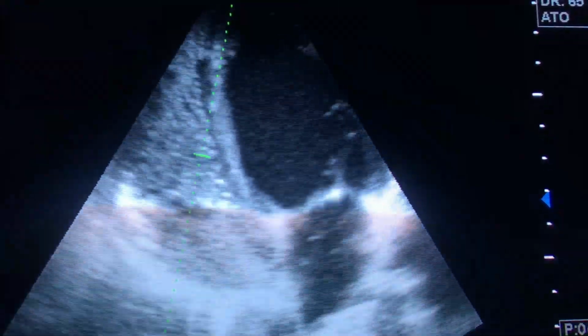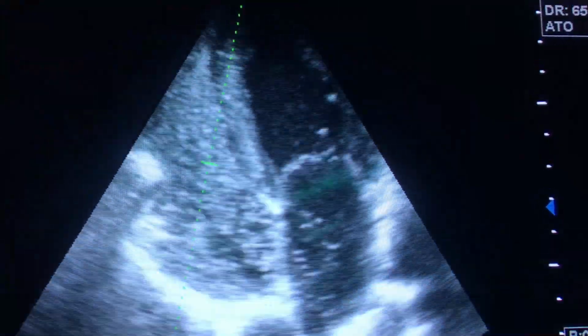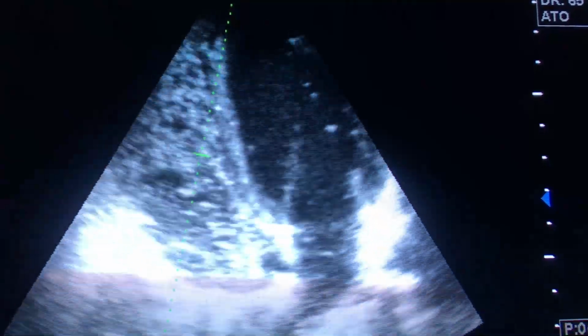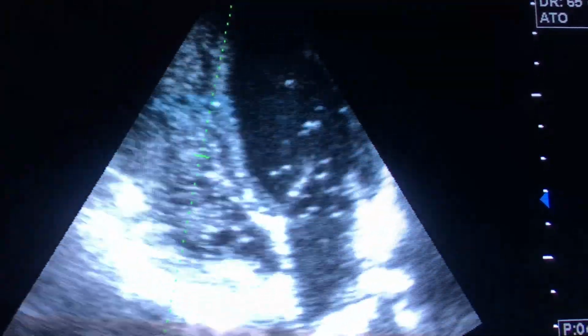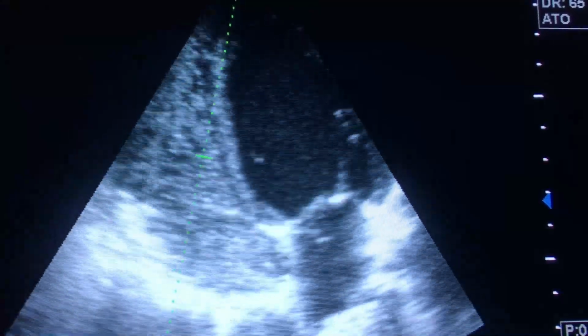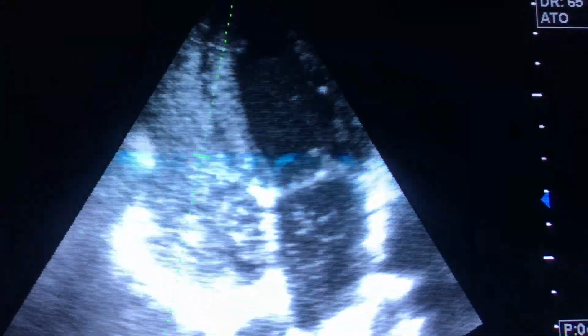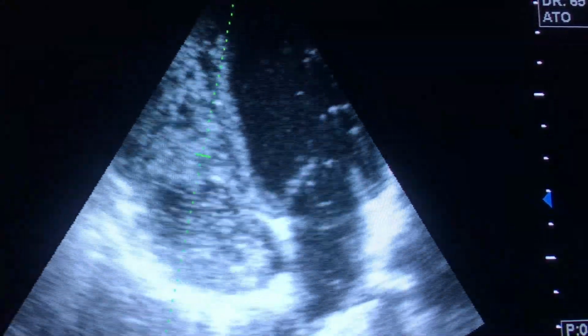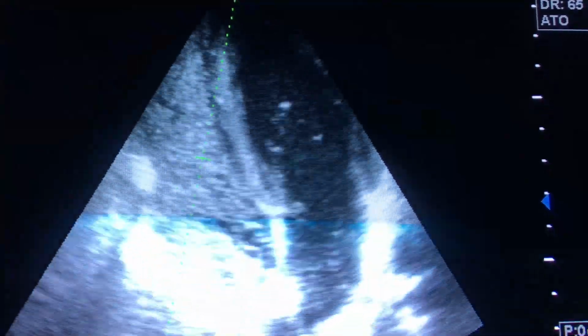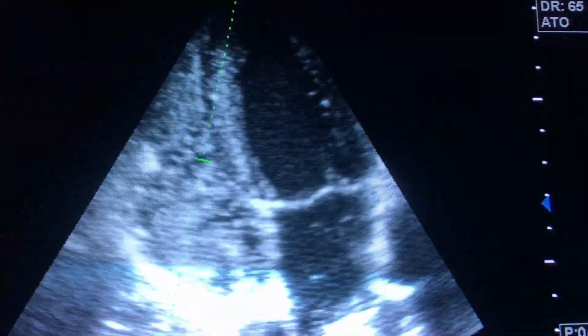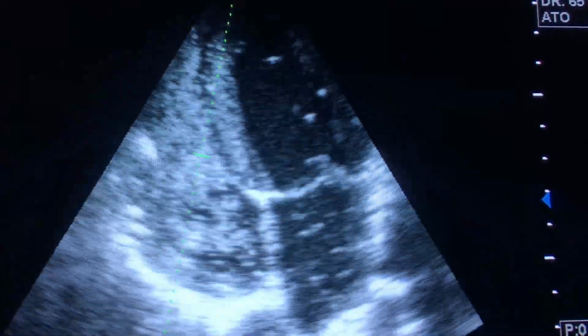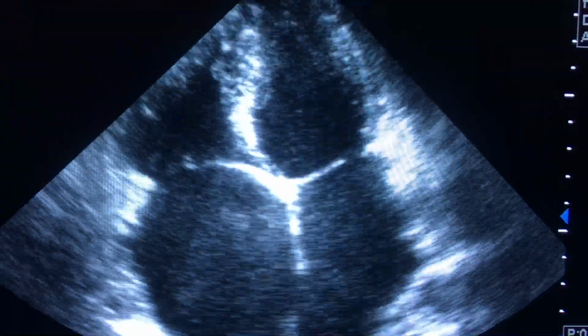Many cardiologists are familiar with contrast study. We use agitated saline to contrast the right heart in order to discover any shunt between the left and right heart. In this movie, passage of some contrast bubbles through the intra-atrial septum is illustrated.